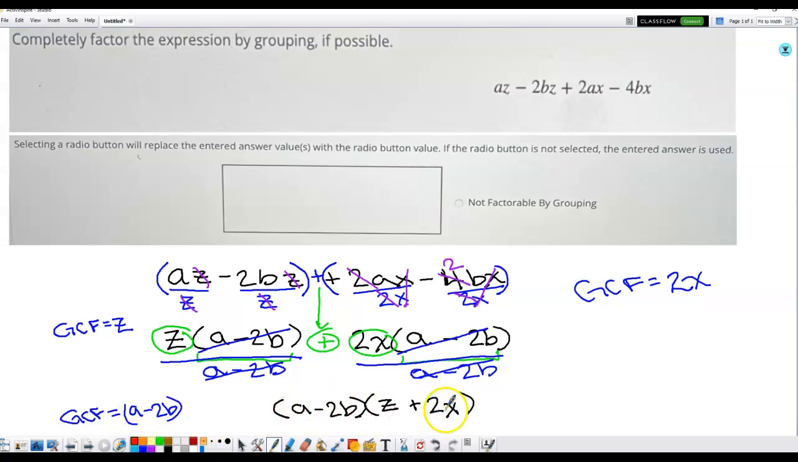So that is factored. I now have 2 binomials multiplied together. So it is indeed a factorable problem. I'm not going to click that radial button. Instead, I'm going to type this into my answer box.